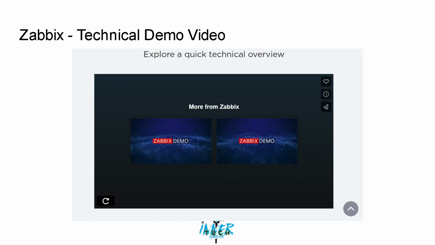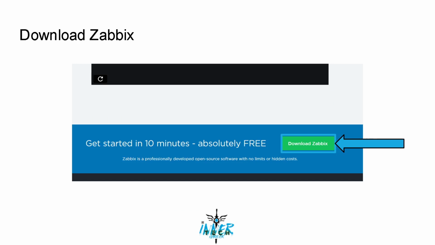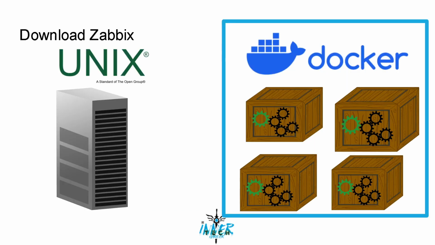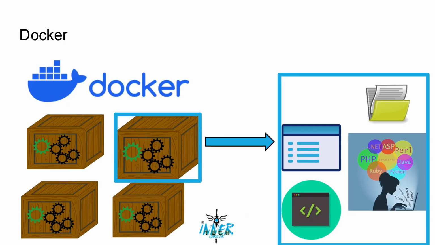Welcome back. You may not have understood everything they mentioned in the video, but that's okay. As long as you understood some of it, you're already good. Now let's scroll down and select Download Zabbix. Zabbix normally requires a Unix server, so what we'll do instead is use Docker, which is a platform that allows developers to create, deploy, and run applications in digital containers. These containers allow developers to package their apps and application dependencies into a portable container which can be run on any system that supports Docker.